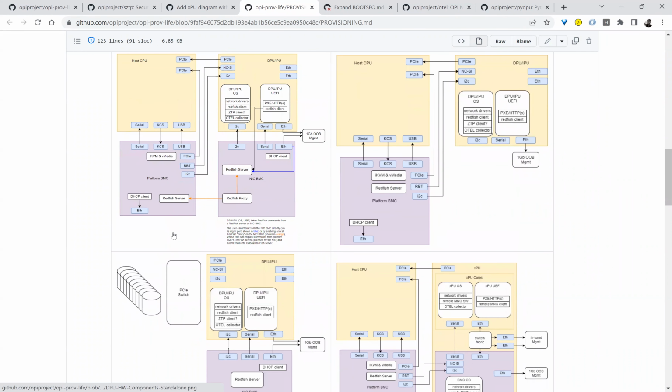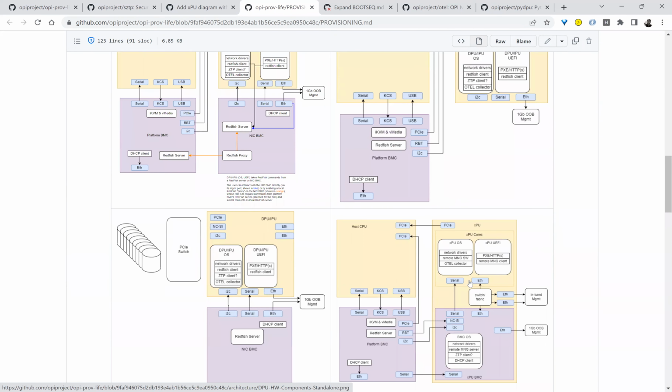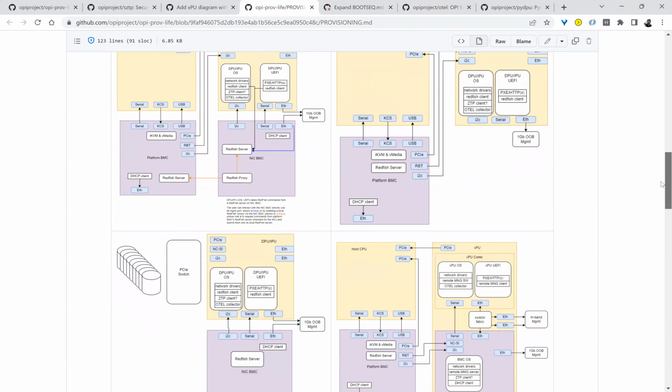Because those three diagrams before that represented 4 components: host CPU, platform BMC, ARM cores, and BMC. This one represented when the BMC of the DPU is missing, and this one represented when the host is missing completely. So for me, this diagram and the first diagram are the same use case. Correct. The connectivity is a little bit different. The capabilities I don't know. I'm not agreeing that it's a little bit different.